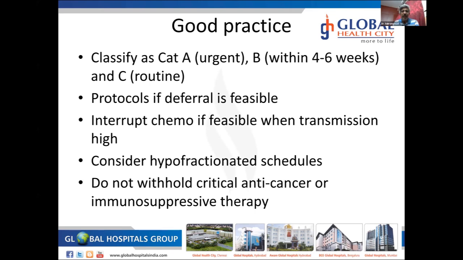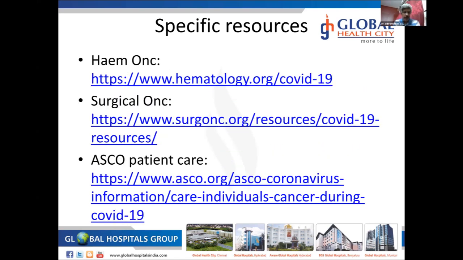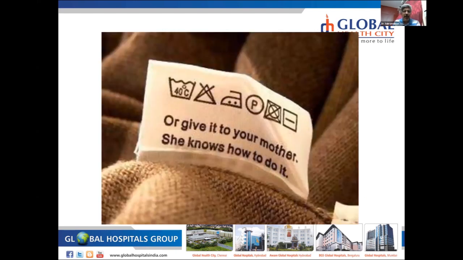So there are specific resources on all of this. The breast surgeons have put up their own guidelines in one area, and oncologists have put out their own guidelines in another area. Hematology oncology has guidelines, surgical oncology has guidelines, and ASCO has also put out some good guidelines. It is worthwhile going through all of these for specific issues. And again, remember that this is meant for an international audience, not necessarily our group, but the basic principles are still convertible. So again, it's not one size fits all. You have to look at the principles and see how they apply to your population.